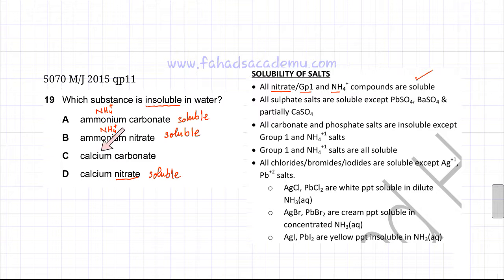Option C is calcium carbonate. So let's look at the table and find out what the statement is for carbonates. Carbonates are mentioned over here, and what it states is that all carbonate salts are mostly insoluble, except group 1 and NH4+1 salts. So this is a carbonate, and it says that all carbonate salts are insoluble except group 1.